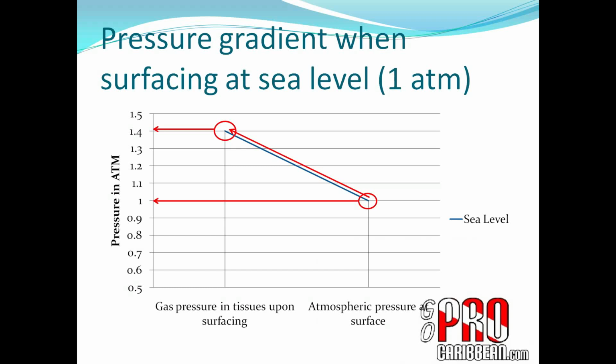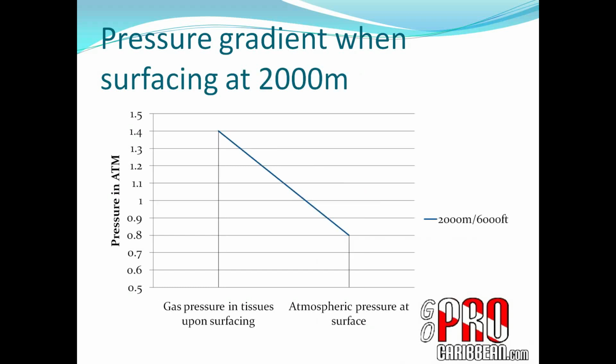Let's now think of another graph. Let's imagine the same scenario. You surface from a dive with 1.4 atmospheres of gas tissue pressure in your body, but this time you're diving at an altitude of 2,000 meters, 6,000 feet. We're surfacing with the same gas pressure in our tissues, in our body, as we used in the previous example, we have 1.4 atmospheres of gas pressure in our bodies.